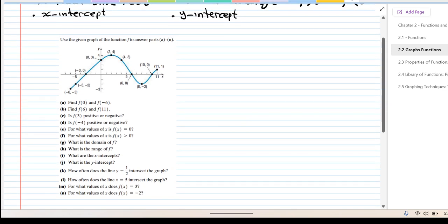In this example, we're given the graph of a function, right? And we have a number of questions we want to answer. First of all, we want to find the value of the function at 0 and negative 6. So let's do it this way. Part A, we're going to do f at 0. Now, f at 0 means when x is 0. Well, when x is 0, the value of the function is on the y-axis. That would be 3.